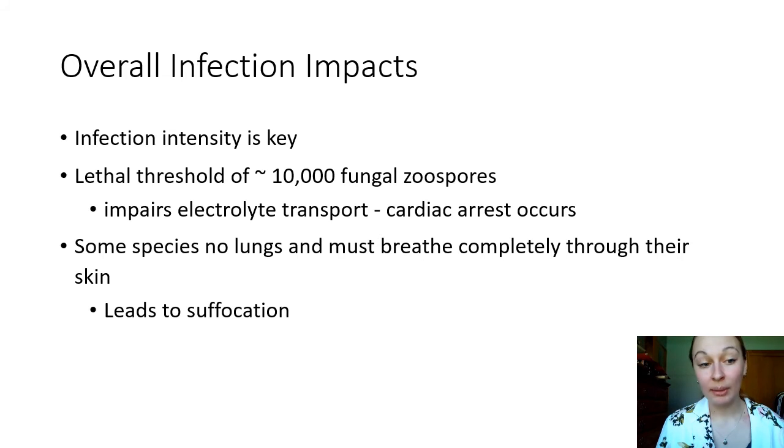Frogs have about a lethal threshold of around 10,000 zoospores. At 10,000 or above, this impairs the electrolyte transport and cardiac arrest occurs, so a heart attack occurs. Some species of amphibians actually don't have lungs, and they breathe completely through their skin. If hyperkeratosis goes all the way up to 30 times thicker than normal, the frogs or the amphibians cannot breathe efficiently, and this actually leads to suffocation.